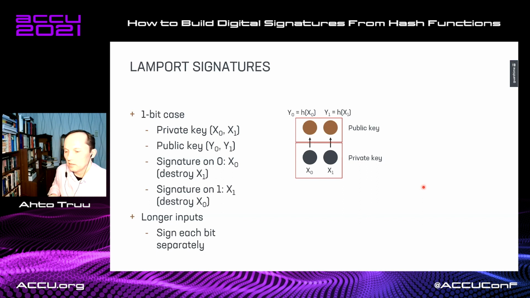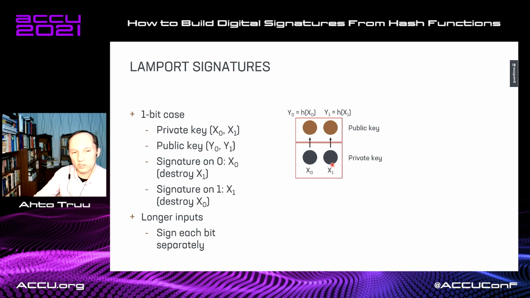You generate the key pair, the private key, public key, you publish the public key, and then you wait until you need to sign something. And now, if you want to sign the bit value 0, you publish as your signature, or you enclose with the bit value 0 as your signature, the value x0. And if the value of the bit that you want to sign is 1, you enclose as a signature with the bit 1 the value x1.